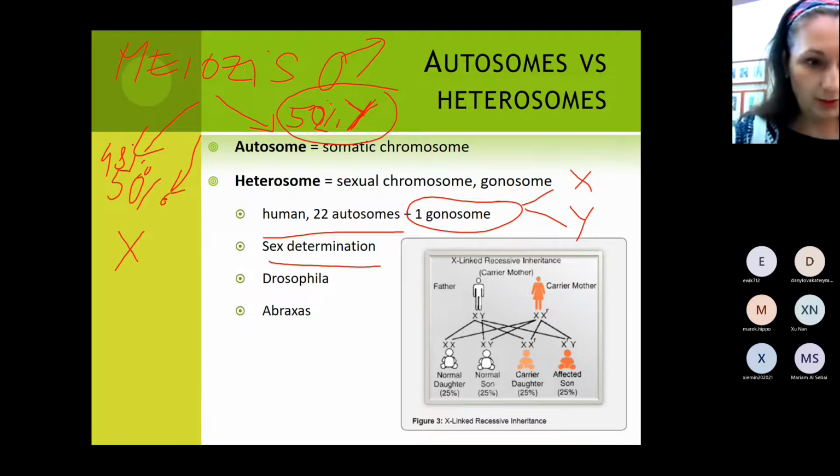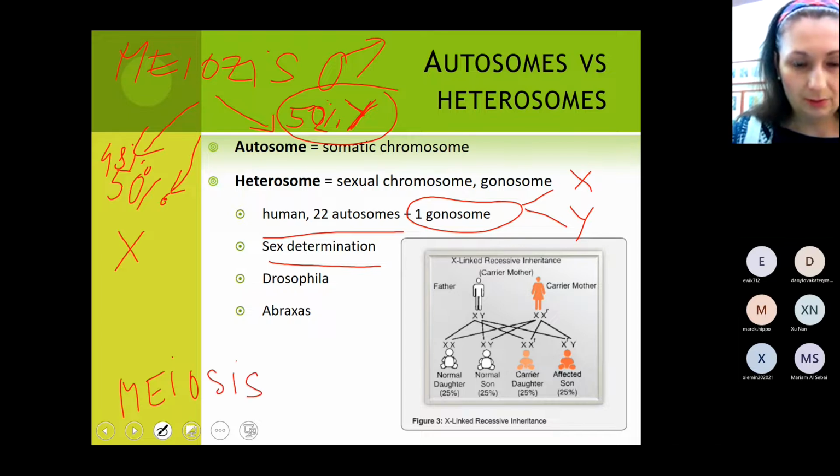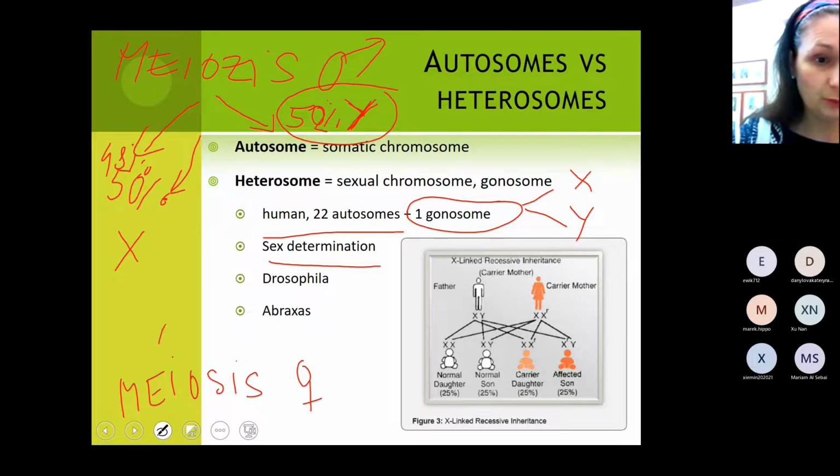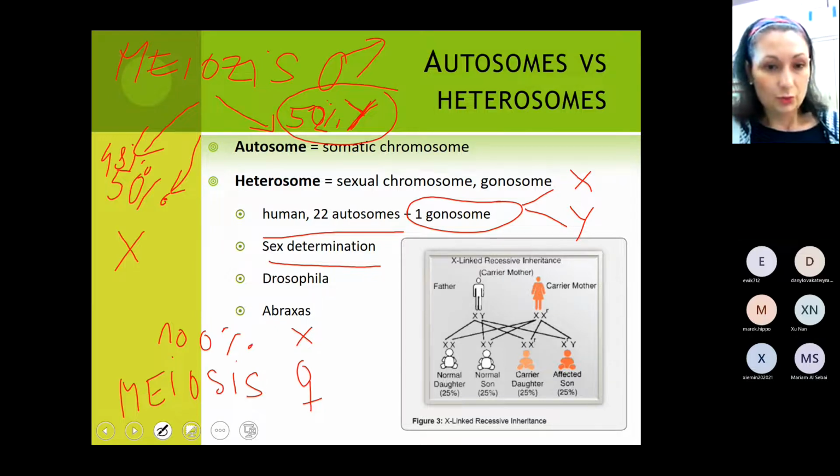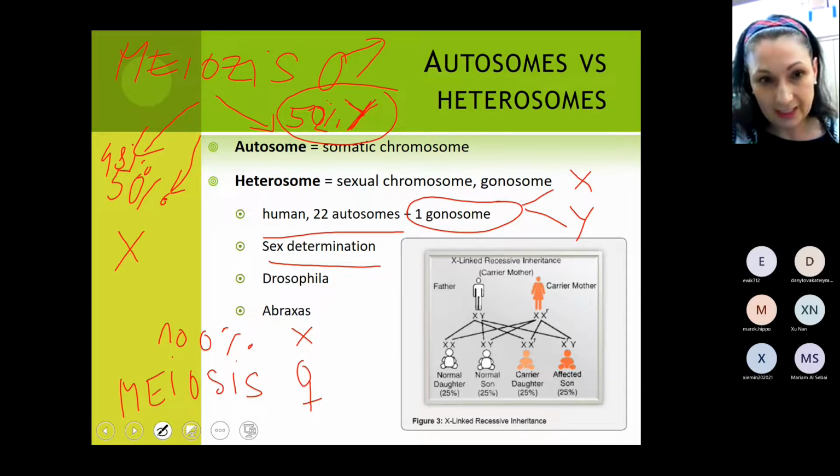So meiosis of women. We cannot produce Y chromosomes, so we are producing 100% of X chromosomes. Yeah, 100%. So it really depends which sperm is the first one, if we are asking for a gender or if we are concerned with the gender. But there are much more important things.